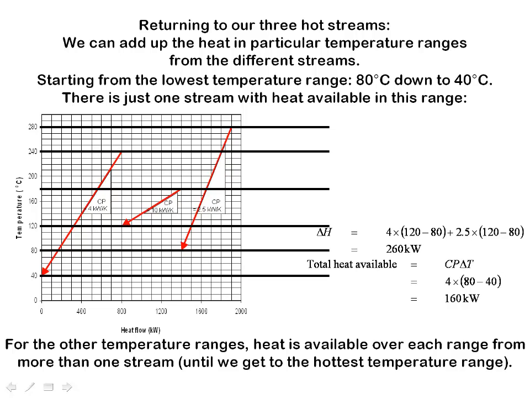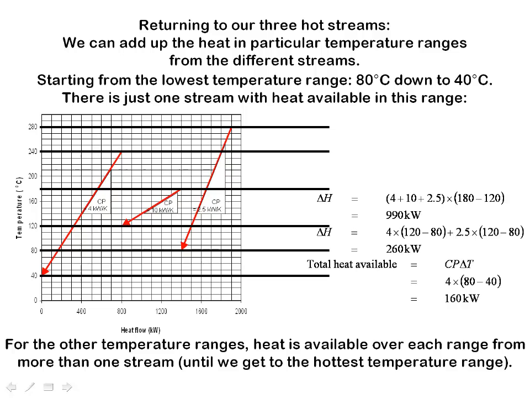Now, what we notice, of course, is that for the 2 components we're adding, the temperature range is the same in each case, 120 minus 80. So we can combine those together such that we could combine the flowing heat capacities together. We could have 4 plus 2.5 times 120 minus 80. We could add the flowing heat capacities. So let's do that for our next temperature range.